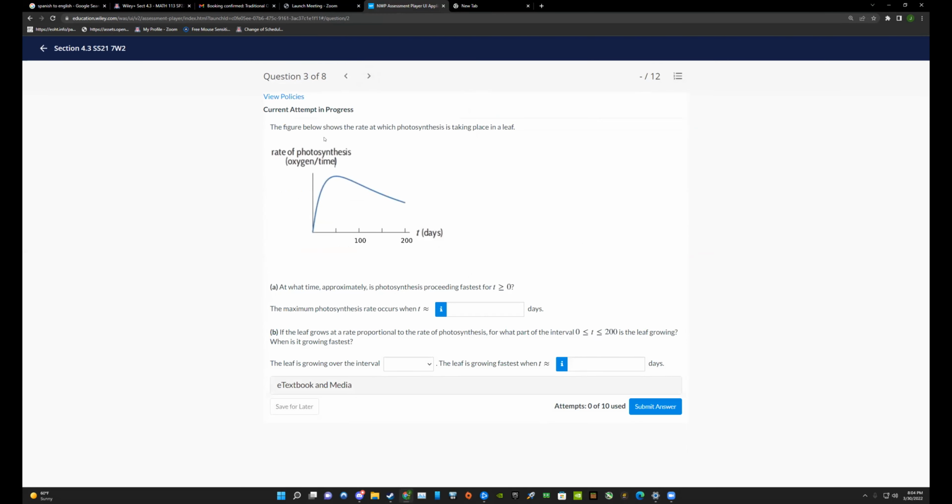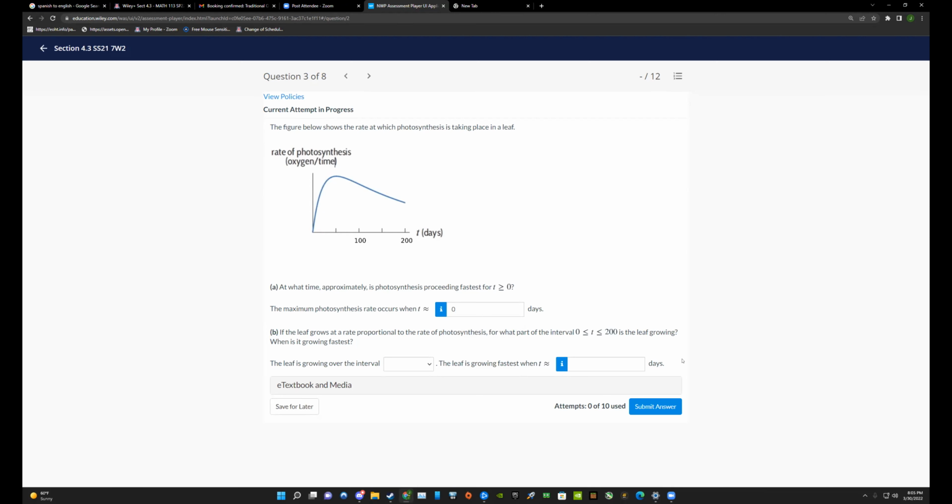Here we are now. Photosynthesis rate. At what time is photosynthesis proceeding fastest for t greater than or equal to 0? The answer is, where is the graph going up and to the right most steeply? What I look at is it's more steep at 0 than even where your cursor is, because where your cursor is, it's getting flatter. So around 0 days. Yes, we can try that. Yeah, that does make sense.